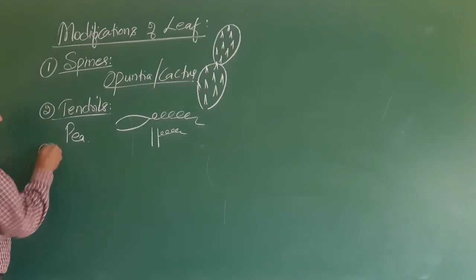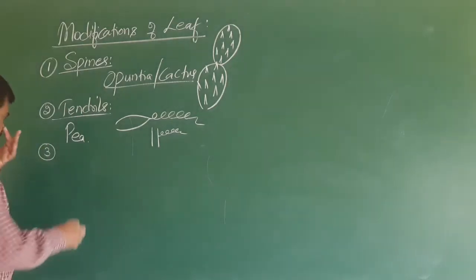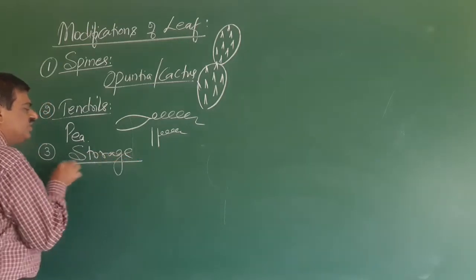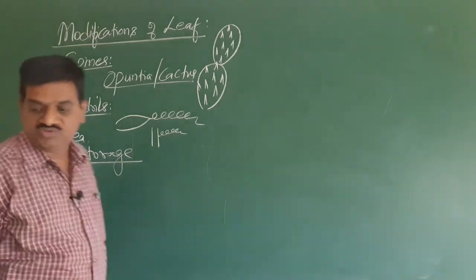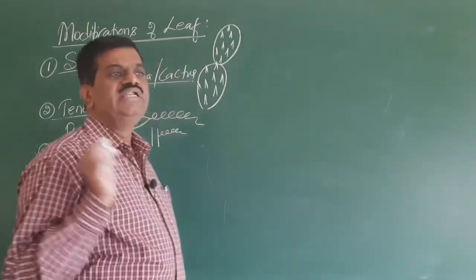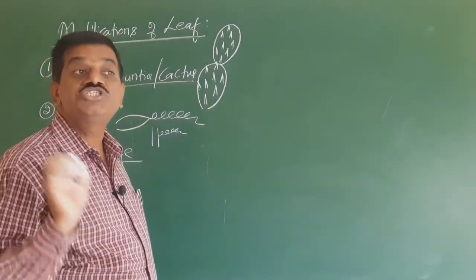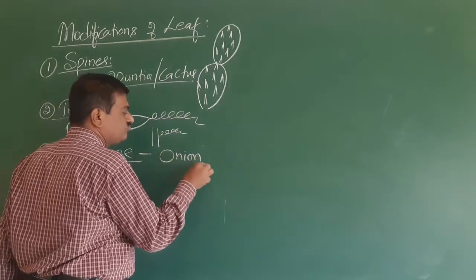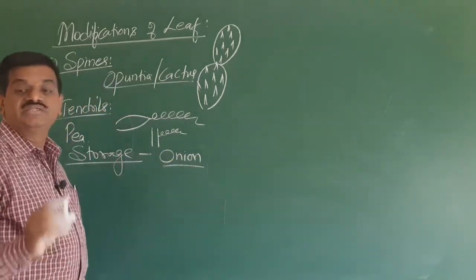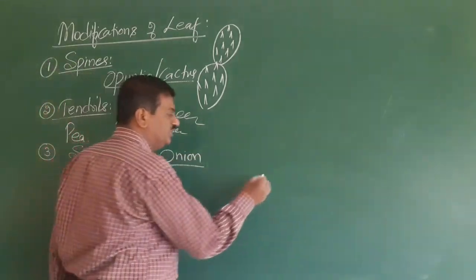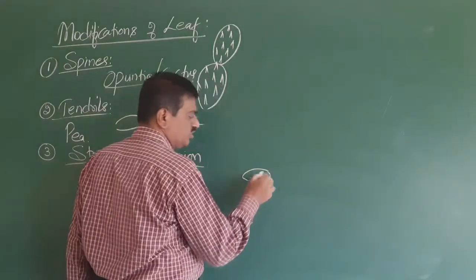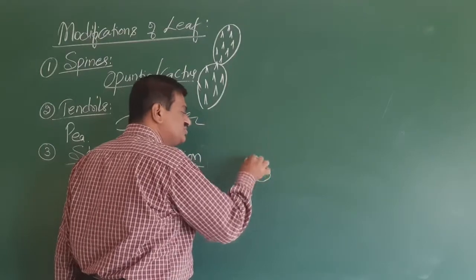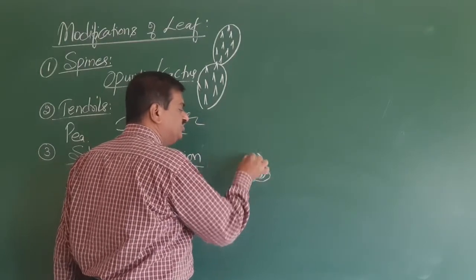of tendril modifications. Now we go for the third one, called leaf helps in storage modifications. So we know that leaves also help in storage. For example, when we take onion, in an onion there are three types of leaf, as I mentioned. There is the presence of an underground stem called disc, where axillary buds are present. Above this, there is the presence of fleshy leaves.